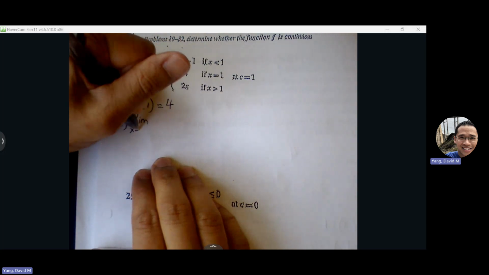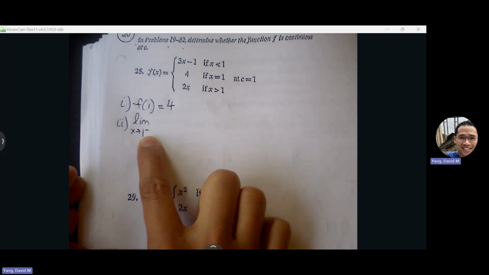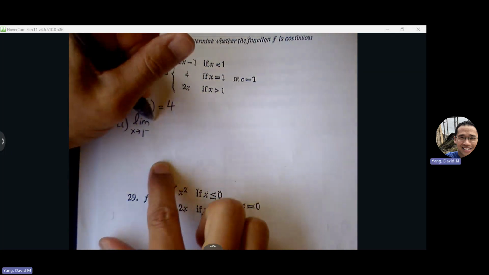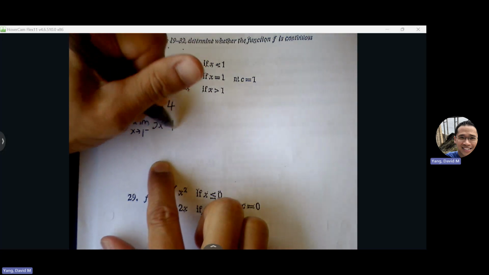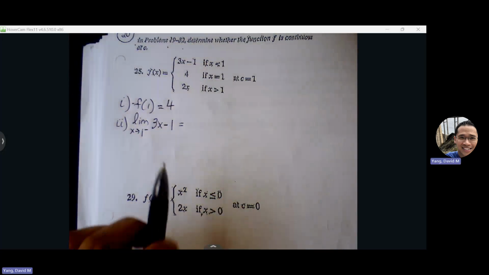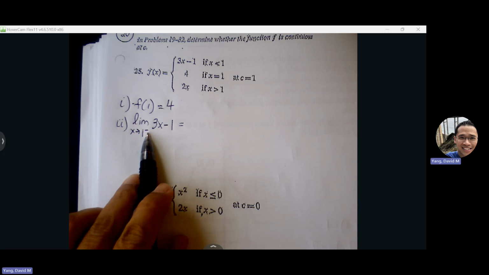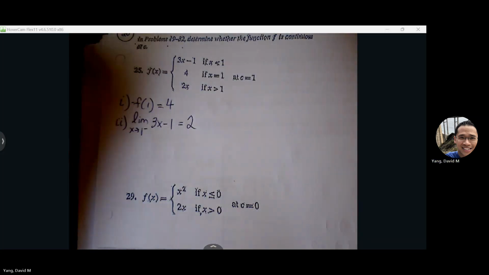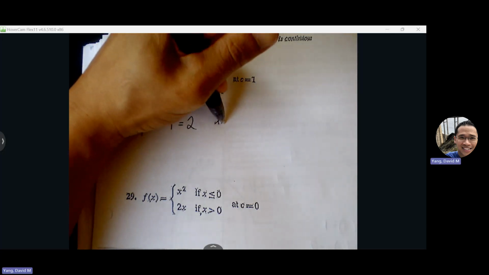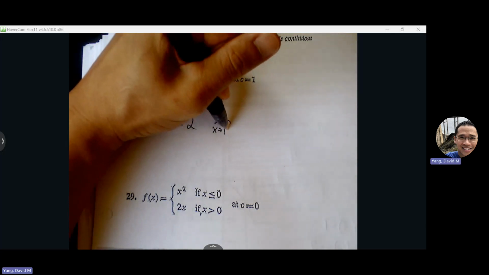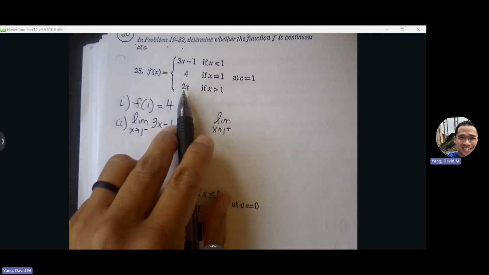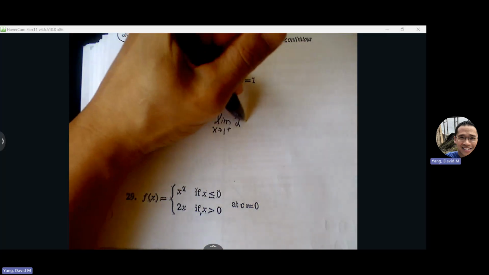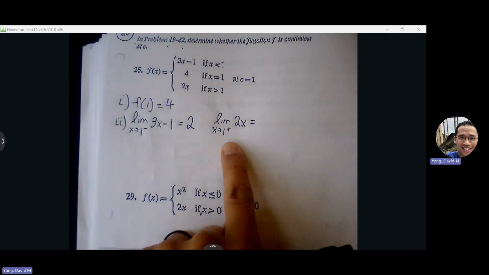Limit as x approaches 1 from the left side of 1. I'm actually going to write out my expression because it'll make it easy for me to do direct substitution. So plug 1 in, we get 2. And then separately, let's look at approaching 1 from the right side of 1. Put down the expression that you're going to be working on. Direct substitution, we get 2 as well.